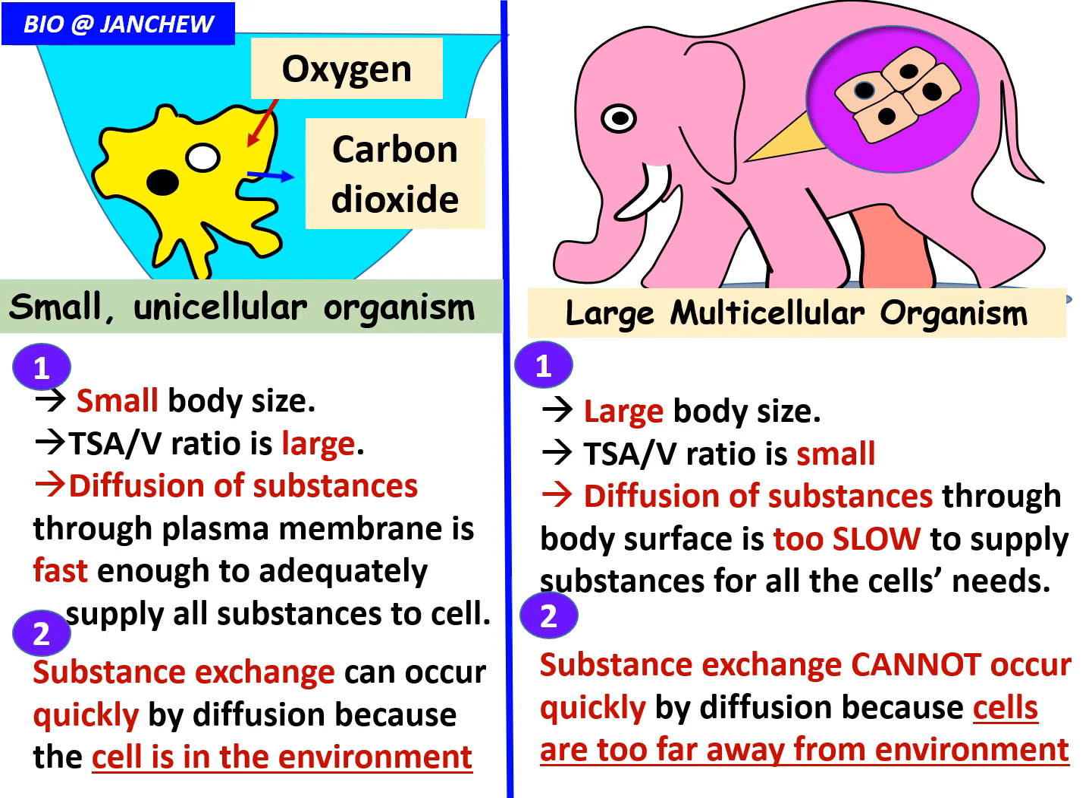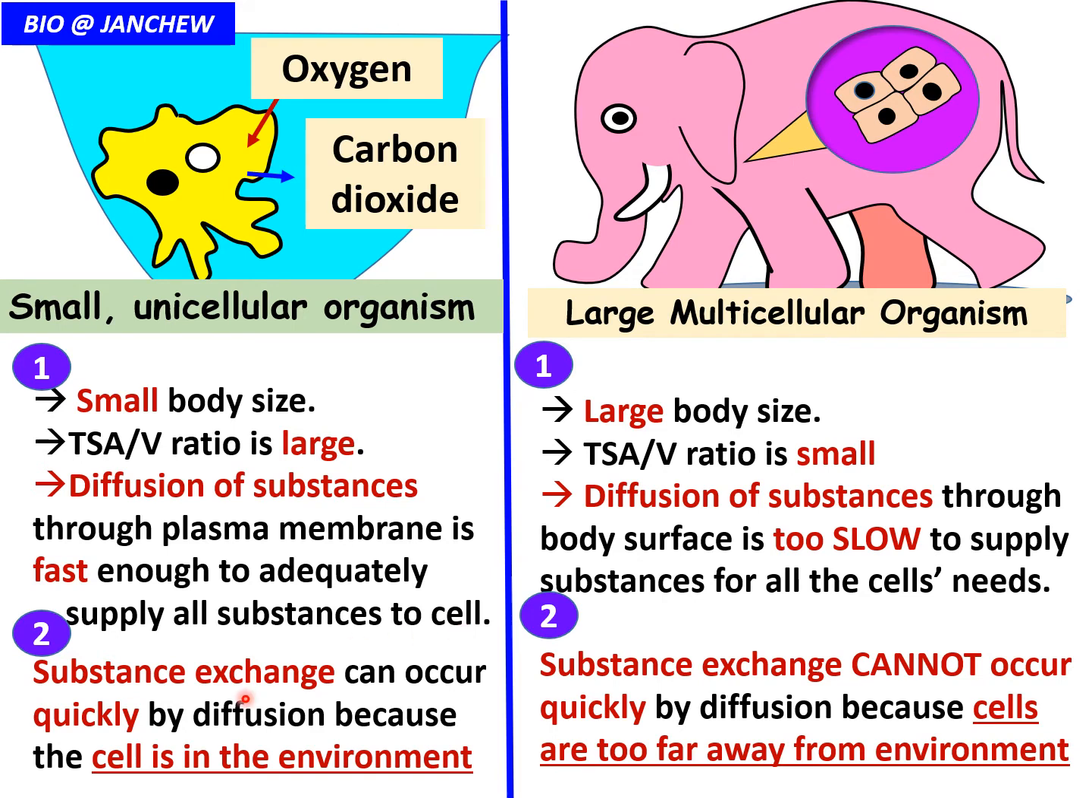Let us now compare small unicellular organisms like amoeba with larger organisms, large multicellular organisms like insects, snails, and the vertebrates like fishes, birds, amphibians, mammals, and humans. So small unicellular organisms do not need a transport system because they have a small body size or mass, and thus their TSA per V ratio is large. Thus, diffusion of substances through the plasma membrane occurs fast enough to sufficiently supply all the substances to the cell for its needs.